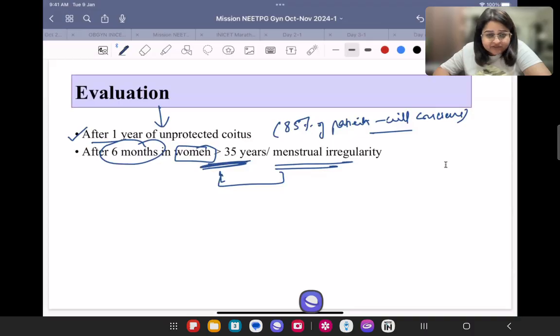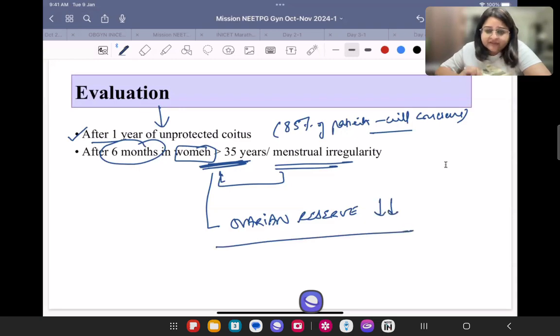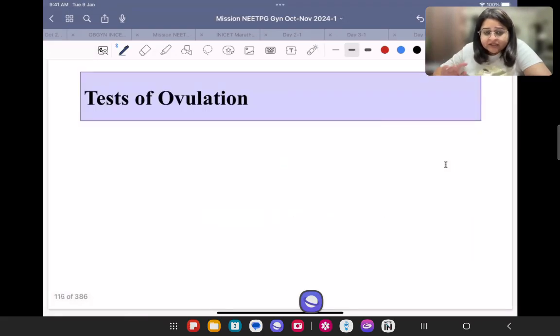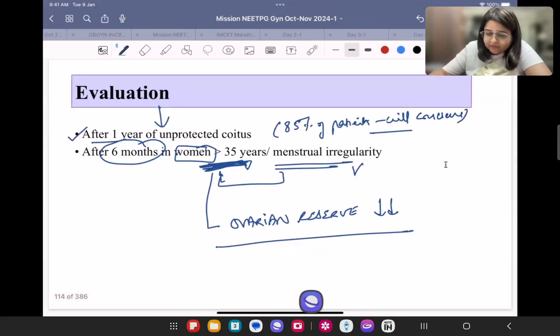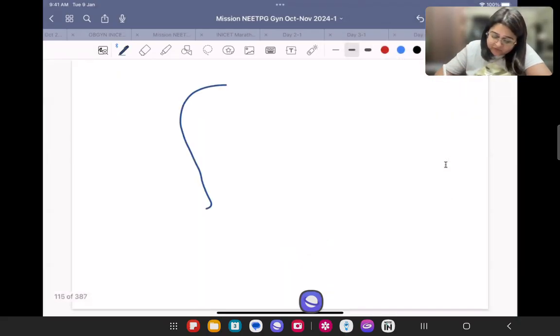Why is this 35 years important? This is because after the age of 35, the ovarian reserve starts to decline significantly. Okay. And hence the chance of her getting pregnant spontaneously also goes down. And hence we need to start intervening earlier. Hence, if she is above 35 or has any menstrual irregularity, we won't wait, we will start treatment before. Okay.